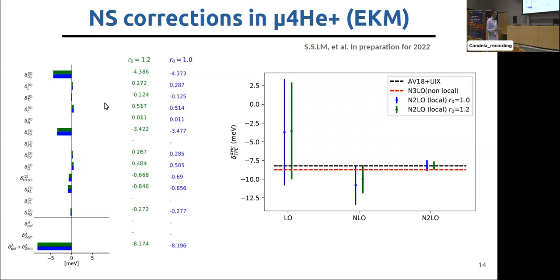Why are there two numbers? There are two numbers because these nuclear Hamiltonians come from two different cutoff choices to regulate the short distance part of the interaction. There is one cutoff of 1.0 Fermi and one of 1.2 Fermis, and we implemented both of them and did the computation with both of them.